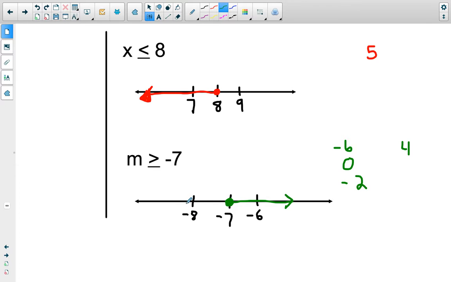But -8 would not be. -8's over here. If I followed this arrow forever, I would not hit -8. -8 is not a solution.